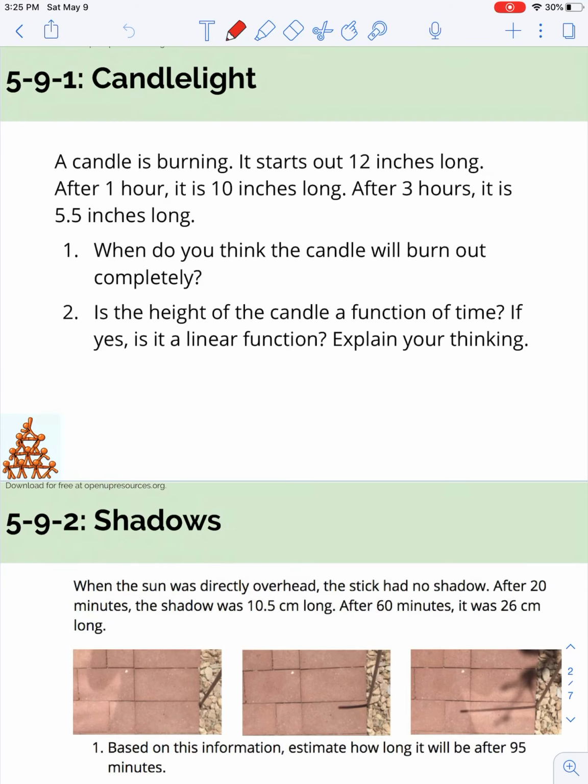So I'm going to answer this a little bit backwards. So I'm going to start with 2. And I'm going to say, well, for every specific time, so for each time, there's one height. So yes, it's a function.